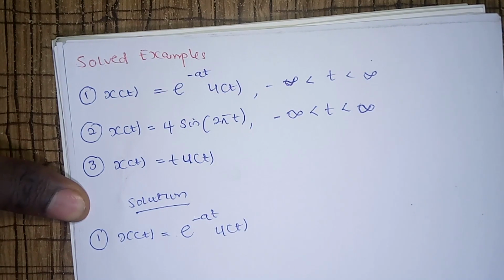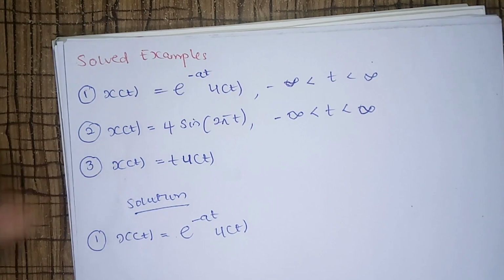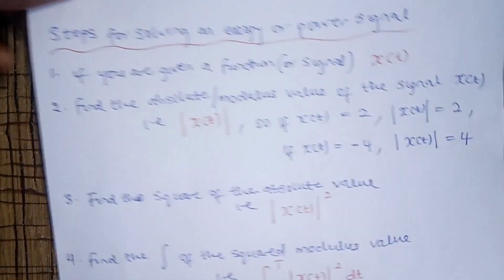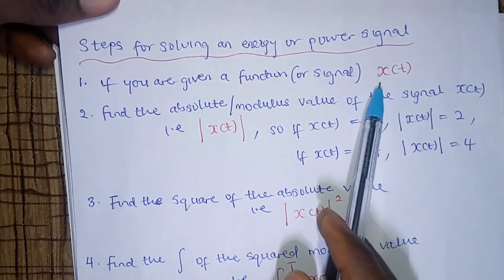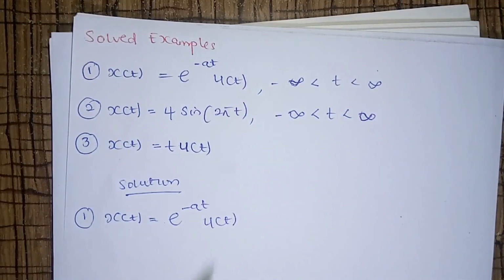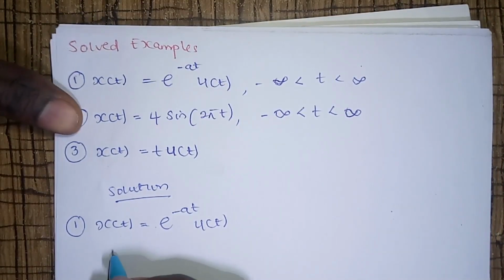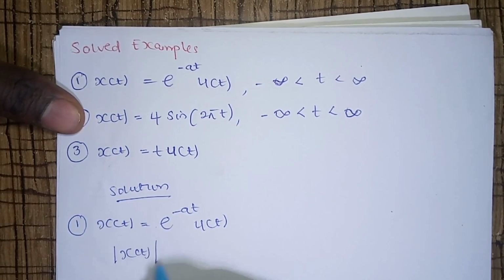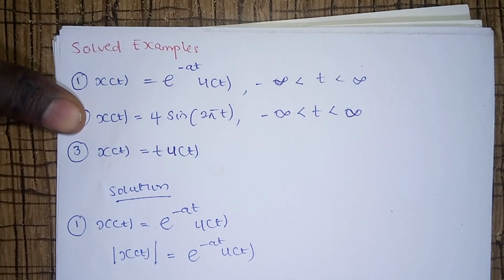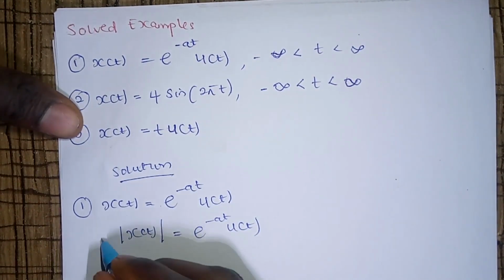Now, the first thing we need to do is apply the same steps, so let's look at it one at a time. The first step says that after you get the signal x of t, you find the modulus or absolute value of that signal. The absolute value of x of t is equal to e to the negative at u of t, because there is no negative value. Even if there is, we turn it to positive. That is the first step.